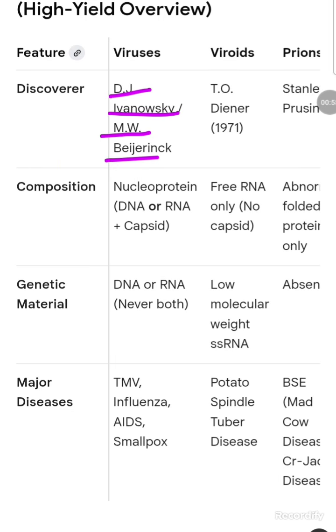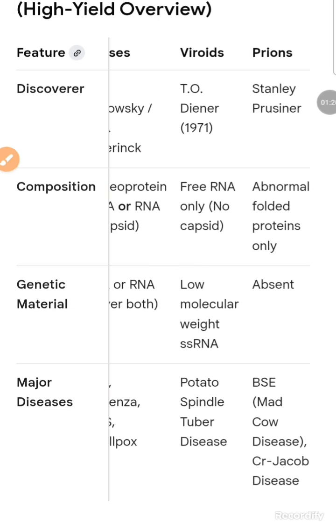Another scientist, M.W. Beijerinck, in 1898 demonstrated that the extract of infected tobacco plants could cause infection in healthy plants, and called the fluid contagium vivum fluidum, which is known as infectious living fluid. Viroids were discovered by T.O. Diener in the year 1971, and prions were discovered by Stanley Prusiner.